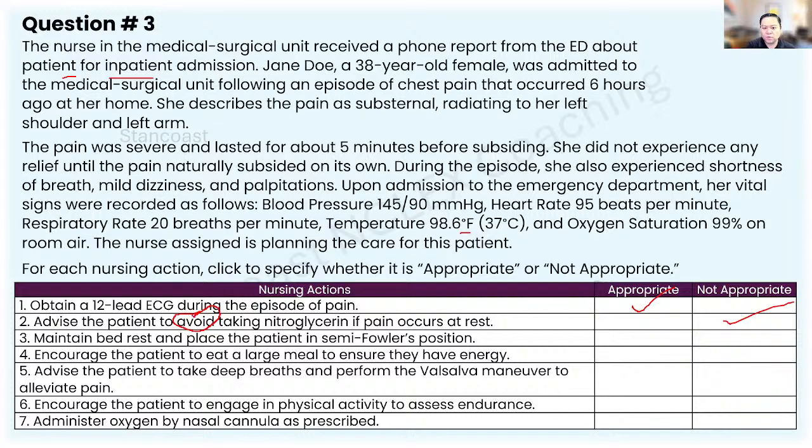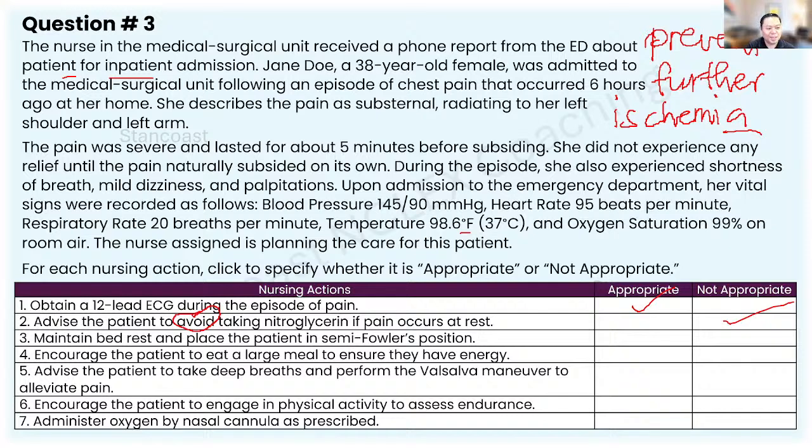We're not going to withhold the medication either when they are having the pain. Regardless of the pain, whether it happens at rest or with activity, we're going to have to administer the medication. And the reason for that is to prevent further ischemia. We are going to administer the nitroglycerin. All right, you're so fast, guys. I'm still in number 2.